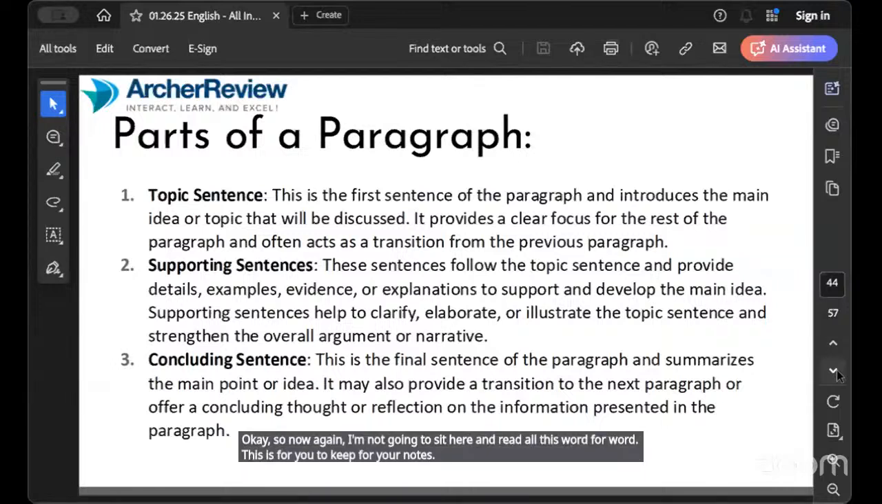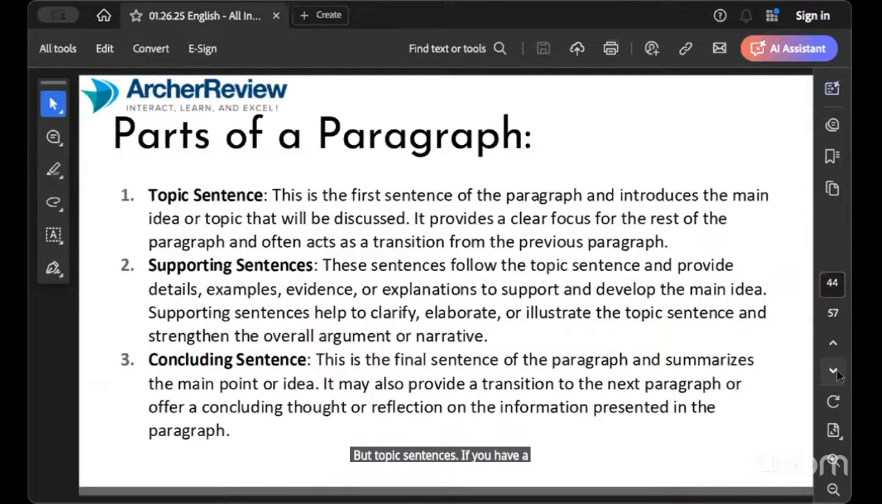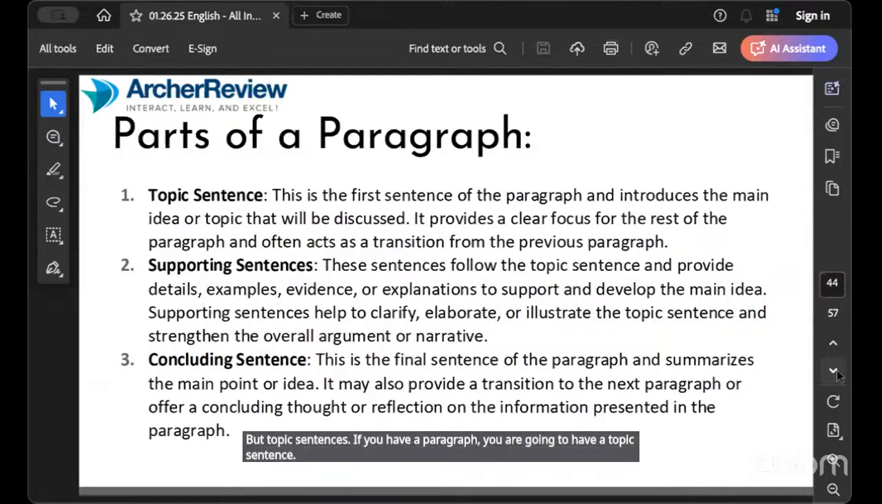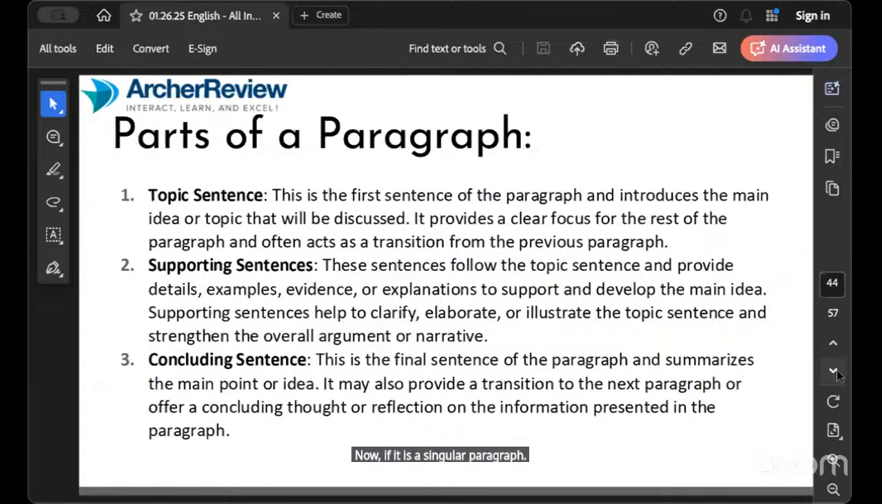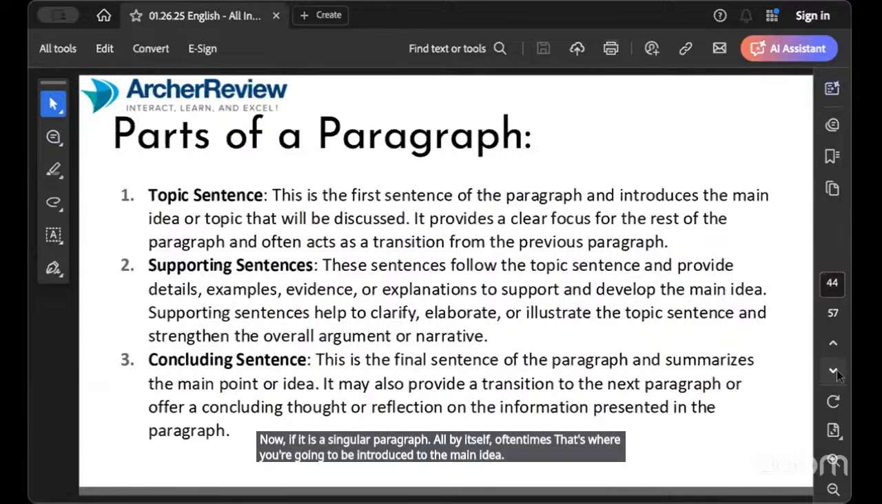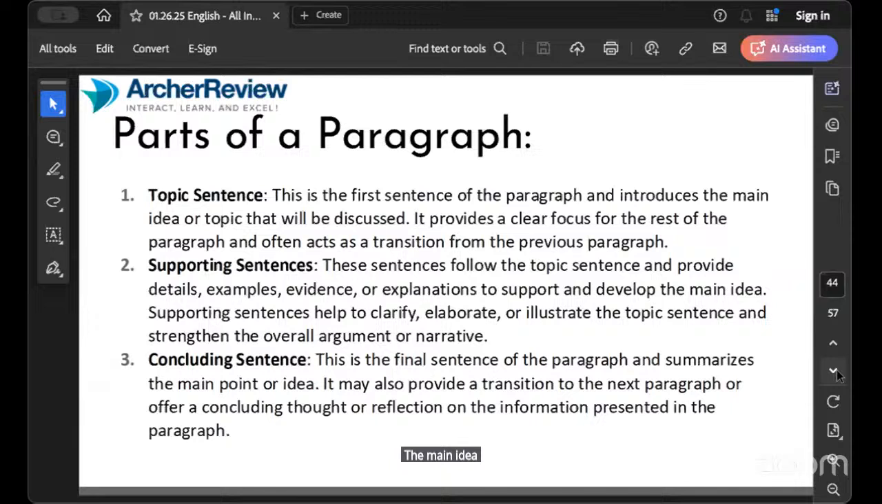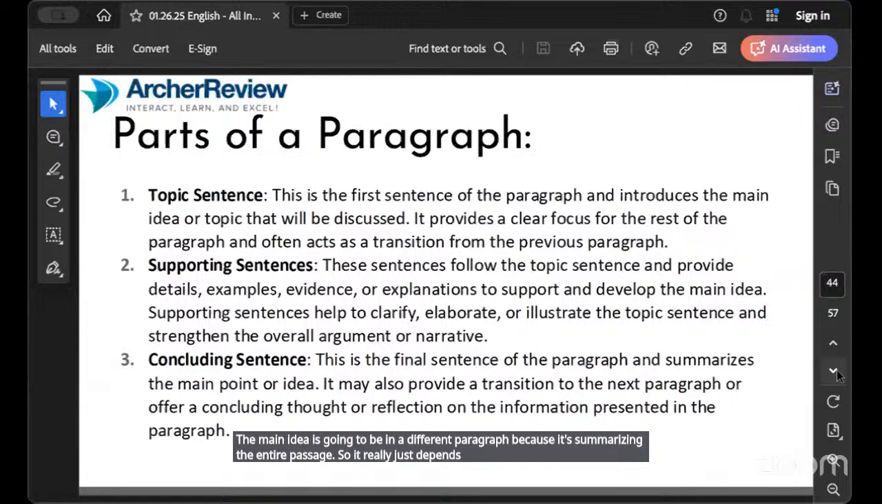But topic sentences. If you have a paragraph, you are going to have a topic sentence. Now, if it is a singular paragraph all by itself, oftentimes that's where you're going to be introduced to the main idea. That can often be seen as a main idea sentence. If it's a multi-paragraph passage, that's a topic sentence. The main idea is going to be in a different paragraph because it's summarizing the entire passage. So it really just depends on if it's a singular paragraph versus a multi-paragraph passage. But regardless, paragraphs need to have a topic sentence. This is where it's pulling focus for what that paragraph is about.